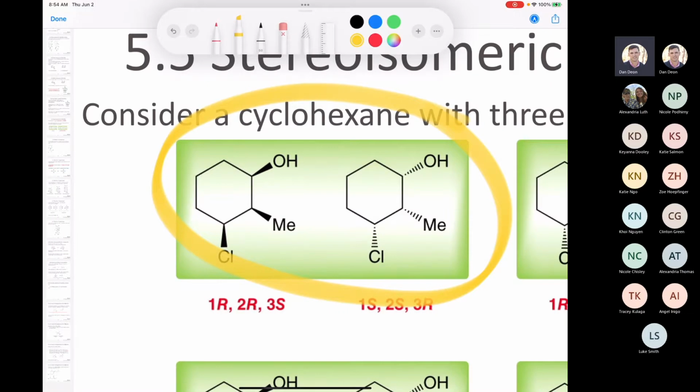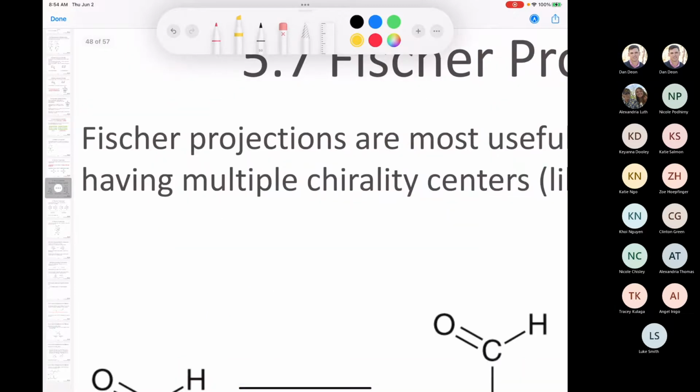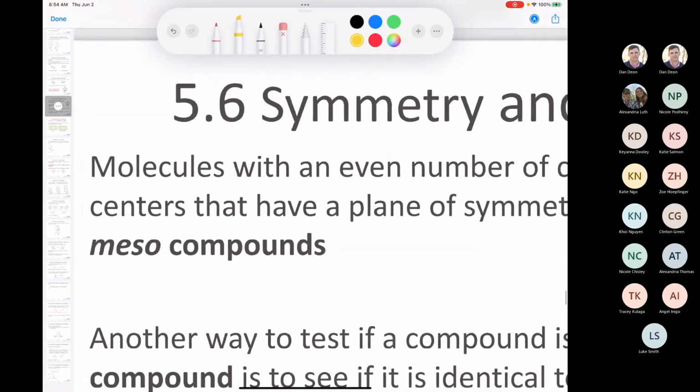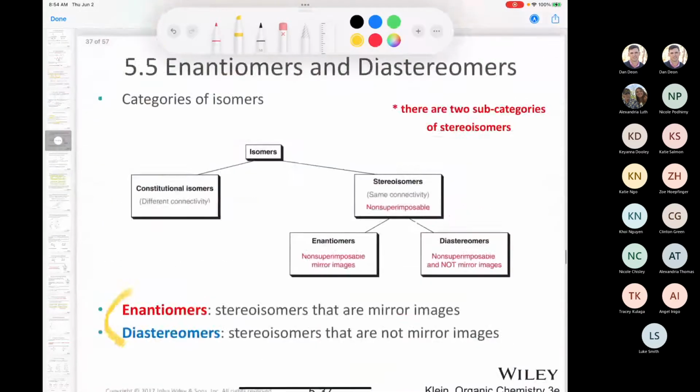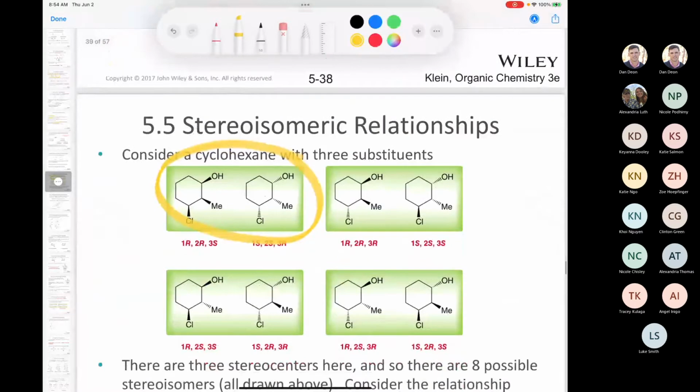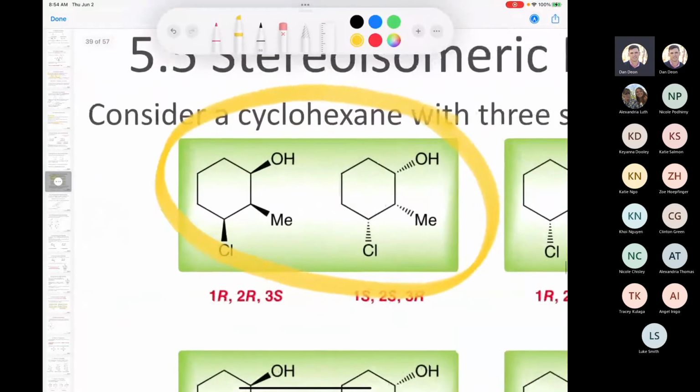Anybody have a thought about that? Would these be enantiomers or diastereomers? Keep in mind, nobody has a thought? Okay.